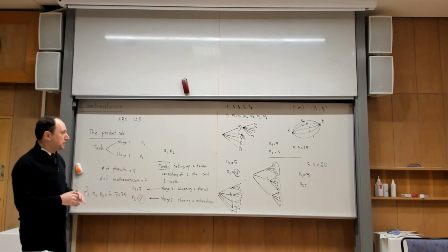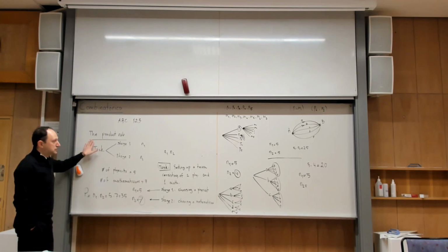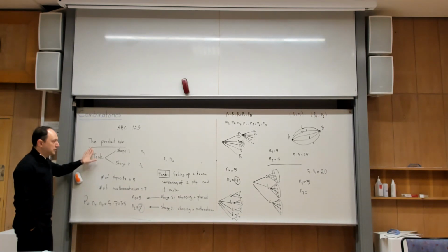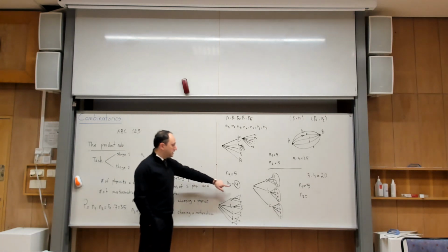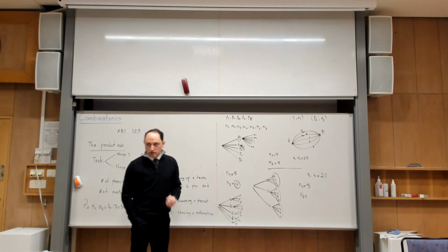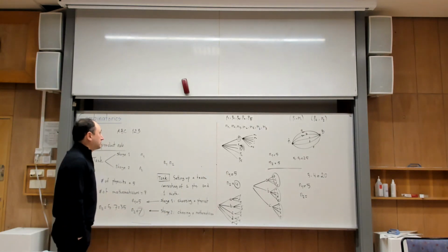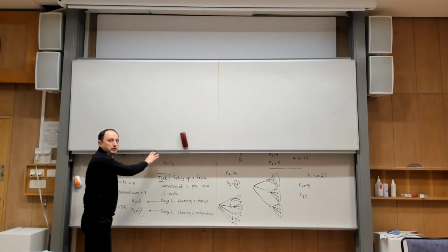But for the time being today, I want to discuss only the product rule, and I want you to understand how you need to think about the product rule. It is extremely important to understand this phrase: this number being independent of how the first stage is done. If that is the case, you can directly use the product. Okay, any questions here?